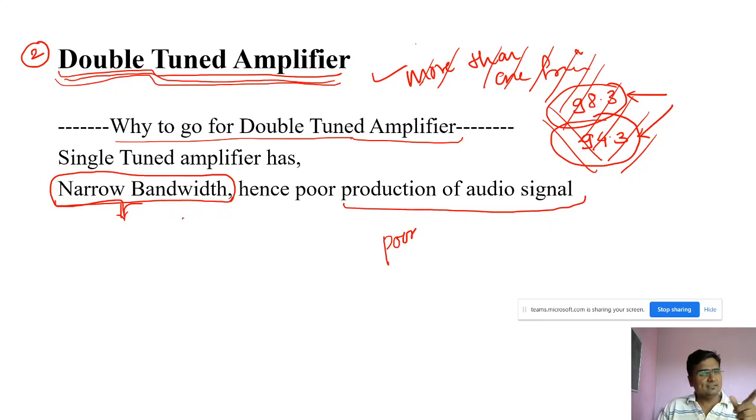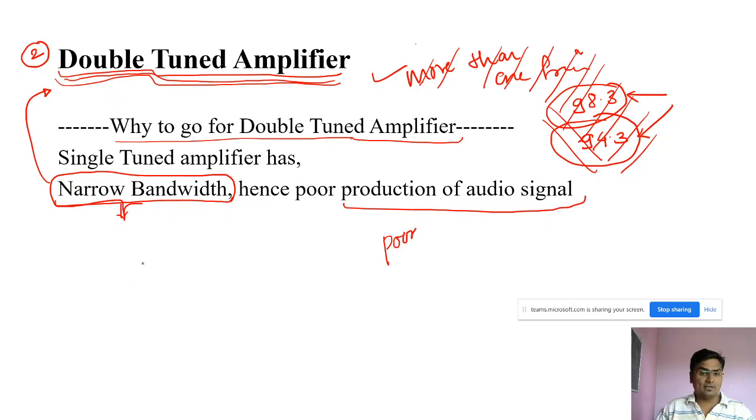So if it is, then getting higher bandwidth is not going with the name double tuned amplifier. I hope you get my point, because now I'm talking about increment in bandwidth, but the name suggests getting double resonant frequency. So there is a relation. If I start increasing bandwidth, I will get more than one resonant frequency, and that's why the name double tuned amplifier is there.